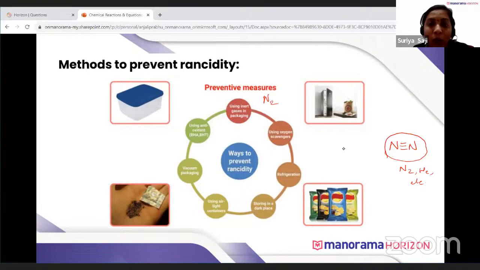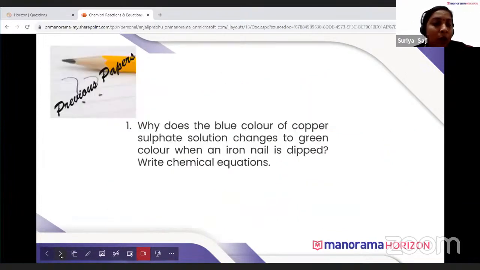Okay. Then using oxygen scavengers. There are certain substances that can absorb oxygen. Like that, we can prevent rancidity. Then we can keep food in a refrigerator, store in dark places, use airtight containers, do vacuum packaging, and use antioxidants. Okay. So now, do you have any doubts over here, from oxidation, redox reactions, oxidation, reduction, reducing agents, then oxidation in everyday life? Do you have any doubts in any of these things that we have discussed so far?